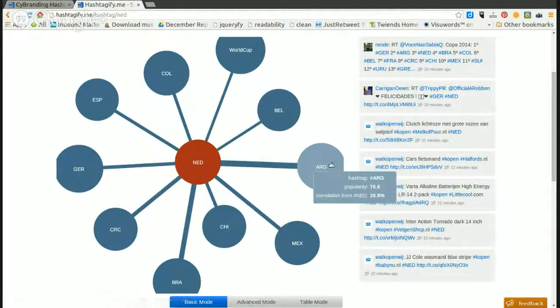You can also, if you hover here over Argentina, see that the correlation was 28.8%. It means that 28% to almost 29% of the tweets using Netherlands also used Argentina as a hashtag. And this is how you find what are the top related hashtags.